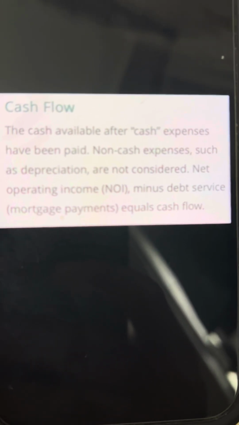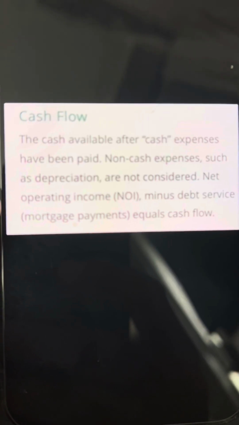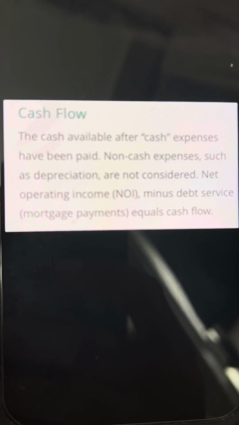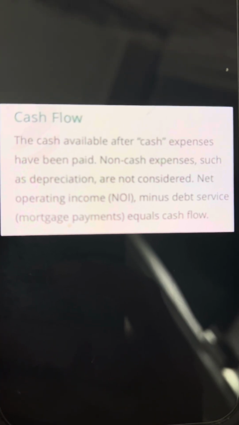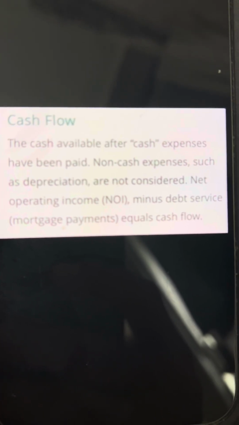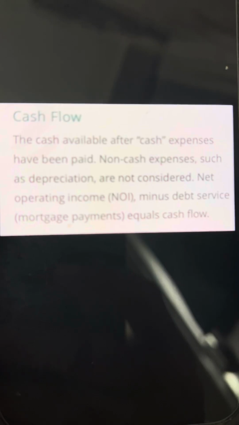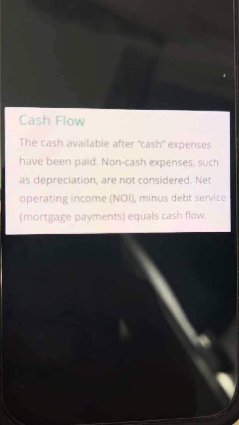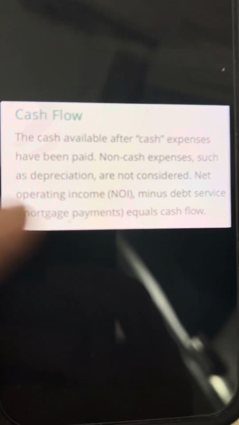Cash flow. The cash available after cash expenses have been paid. Non-cash expenses, such as depreciation, are not considered. Net operating income, NOI, minus debt service, which means mortgage payments, equals cash flow.